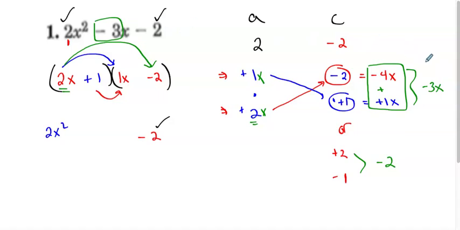And what is your B term? B is negative 3x. So it matches. So this is my factored form of this quadratic. Let's prove this, of course. And let's go through the steps of foiling here.